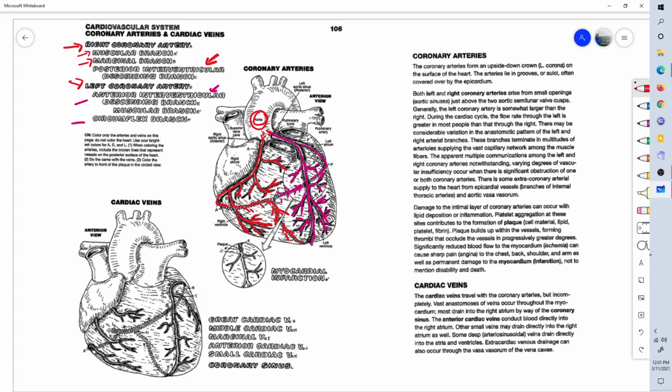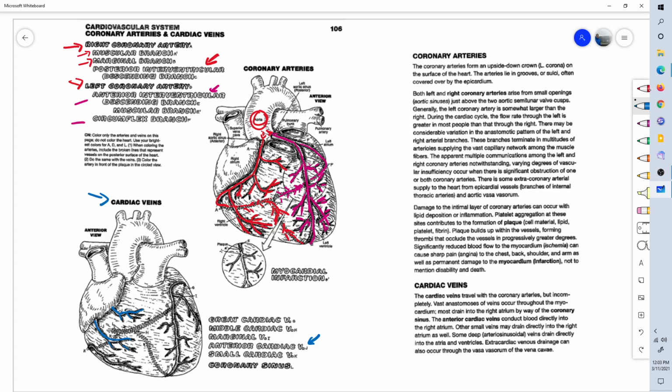How does the blood return to the heart? Well, it does so in a very similar way. These veins, the cardiac veins, often follow a similar path to the coronary arteries. And they drain obviously in the opposite direction. This is deoxygenated blood, and they drain directly into the right atrium. Starting with the anterior cardiac vein. Anterior, of course, meaning on the front of the heart.